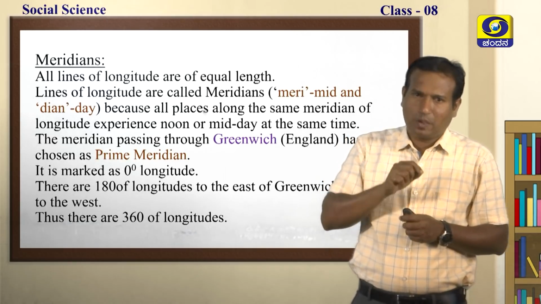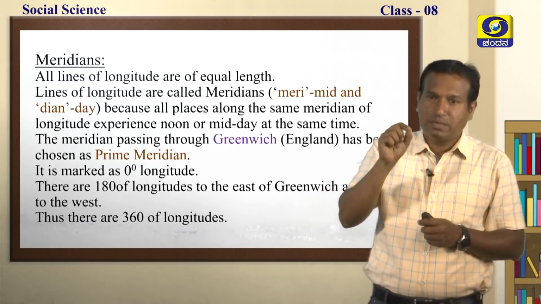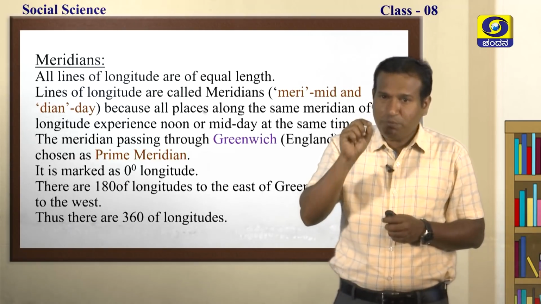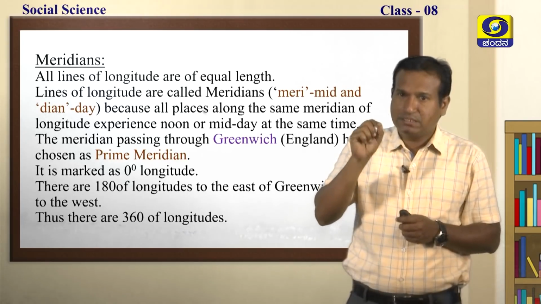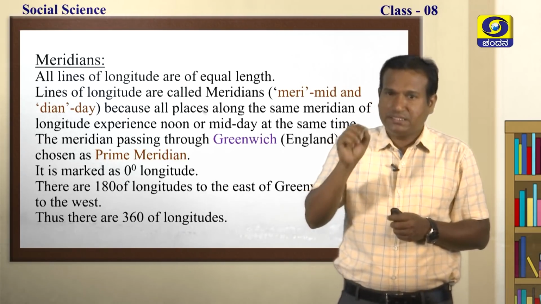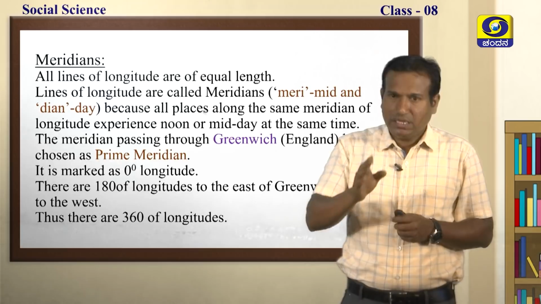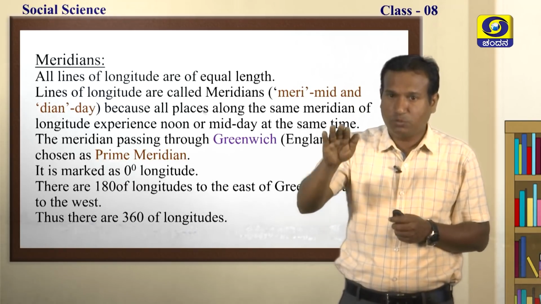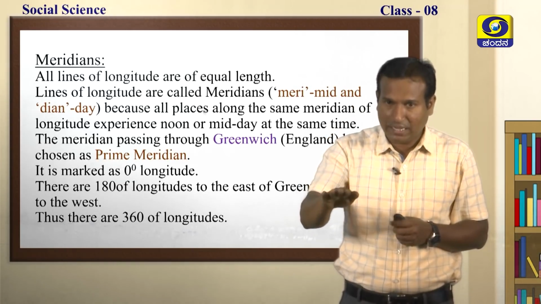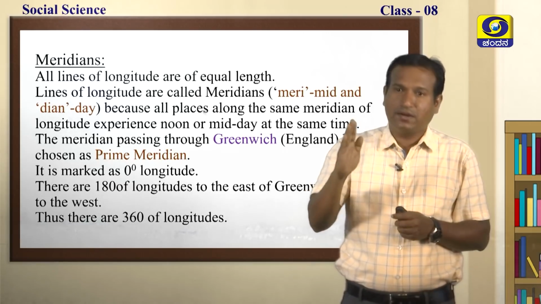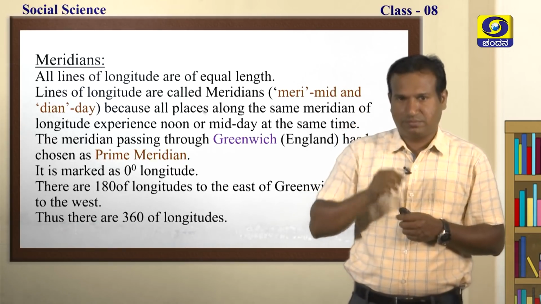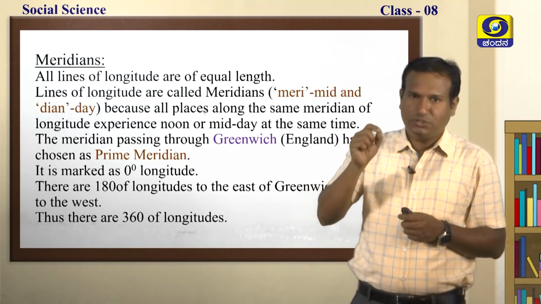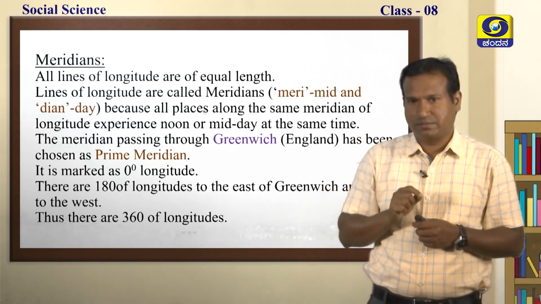So, here we are going to use the word meridian. What do you mean by the word meridian? The word meridian: meri means mid, dien means day. Which means where the sun falls vertically on one particular place, from there we start to calculate the meridian. All the lines of longitude are of equal length. The lines of longitude are called meridians.